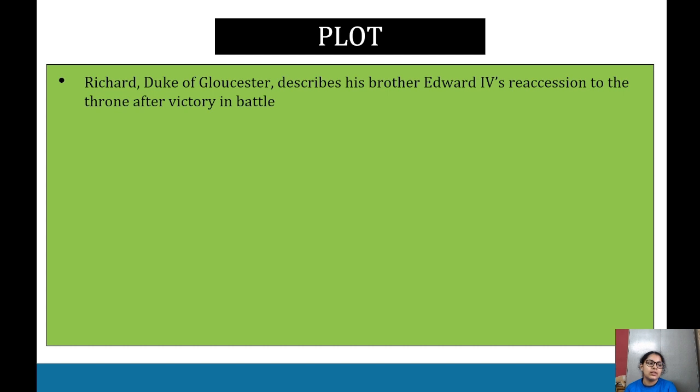So now let's have a look at the plot. Richard, Duke of Gloucester, describes his brother Edward IV's reaccession to the throne after victory in the battle.